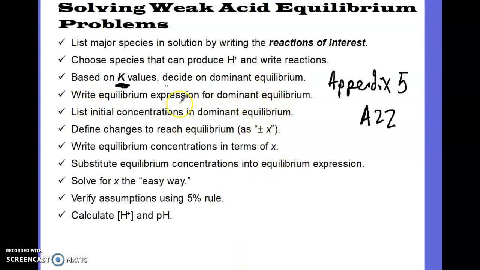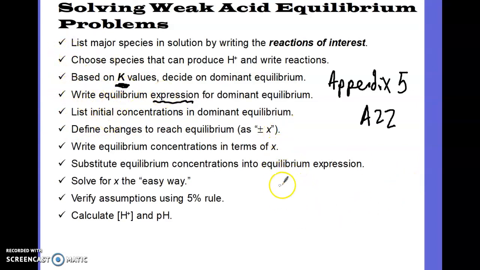Then write out this equilibrium expression. I'll show you what that is. I kind of showed that in other videos. Ka equals that ratio. The expression is just that ratio. And then what you're going to do is make a chart.